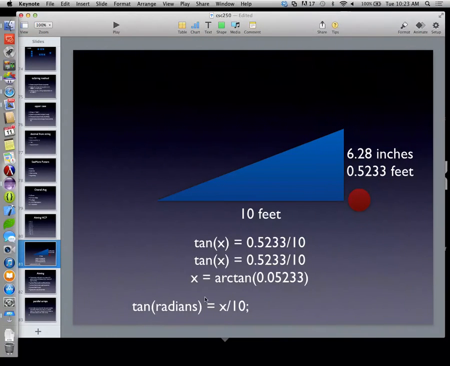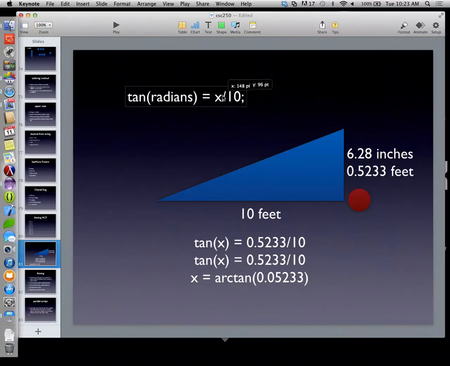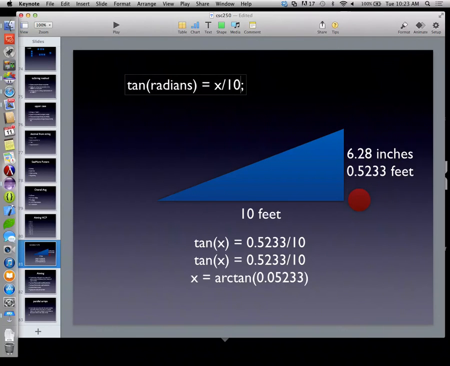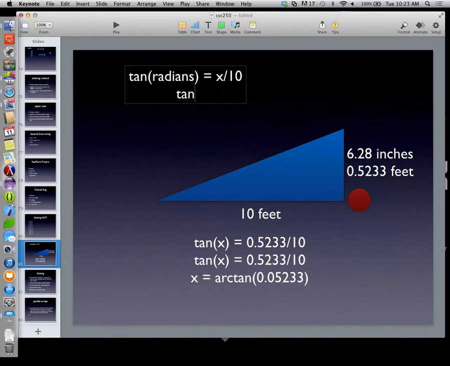Now, once I have that, here's my formula. This is the algebra. How do I solve for x given this? If I divide both sides by x, I get a what? I get tangent radians over x is equal to 10. This is not how math works. Yeah, never mind, you're right.